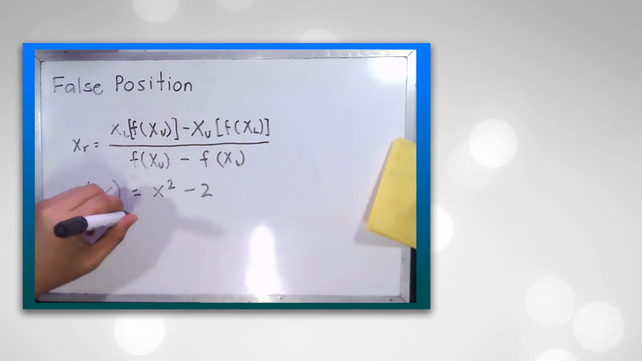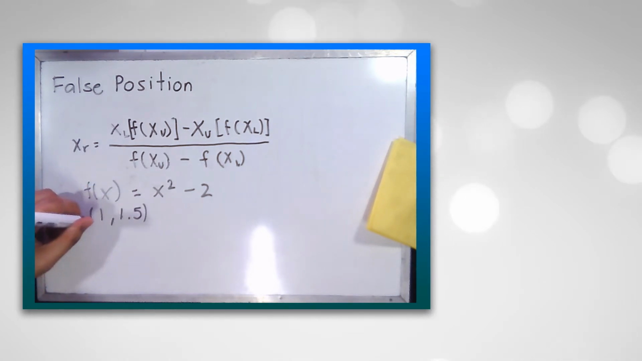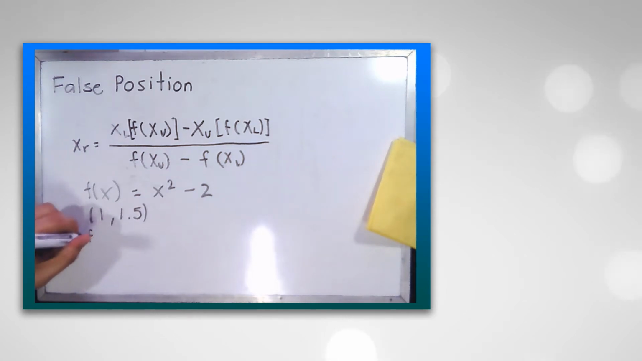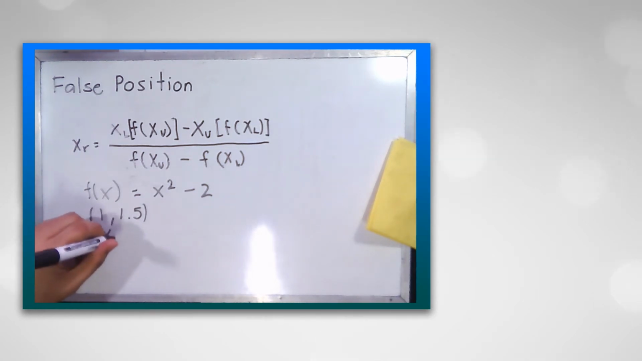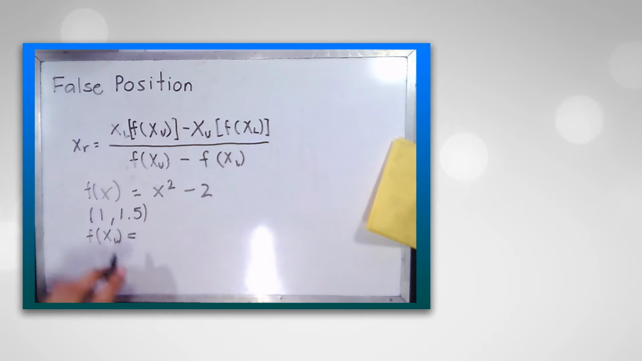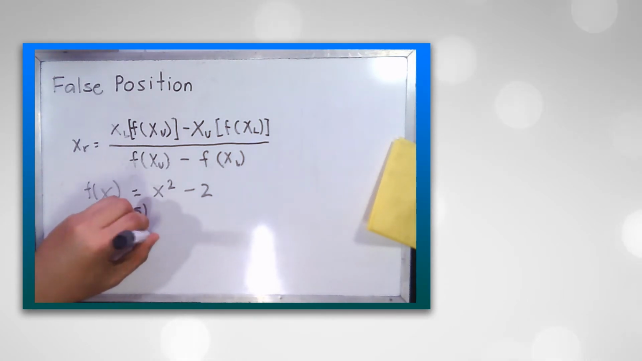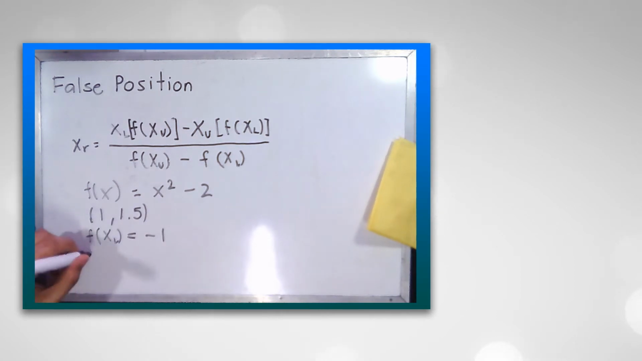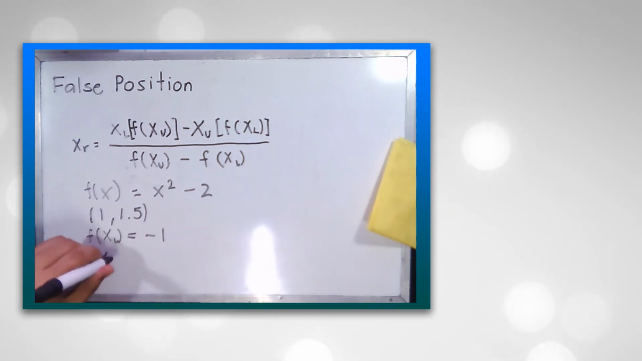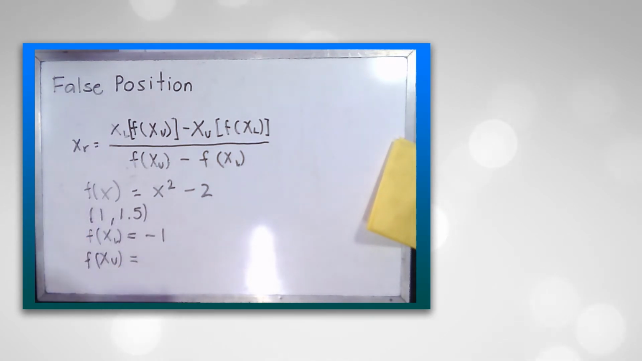We'll start with the interval from 1 to 1.5. So our f of x sub l, putting the value of 1 into this equation, is 1 squared minus 2. So 1 minus 2 is negative 1. Then f of x sub u is equal to 1.5 squared minus 2, which is 0.25.